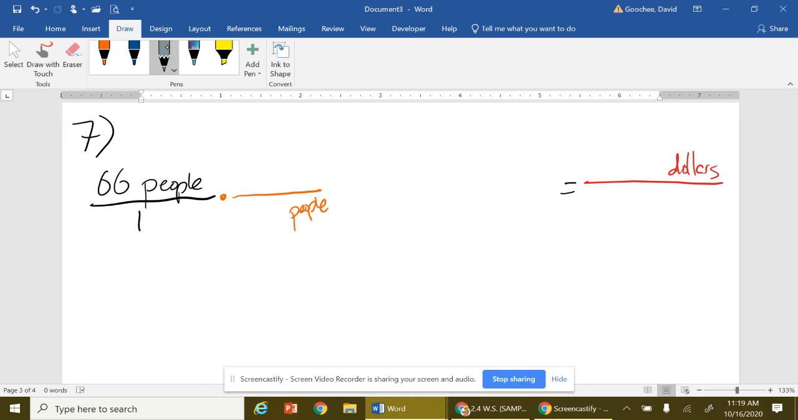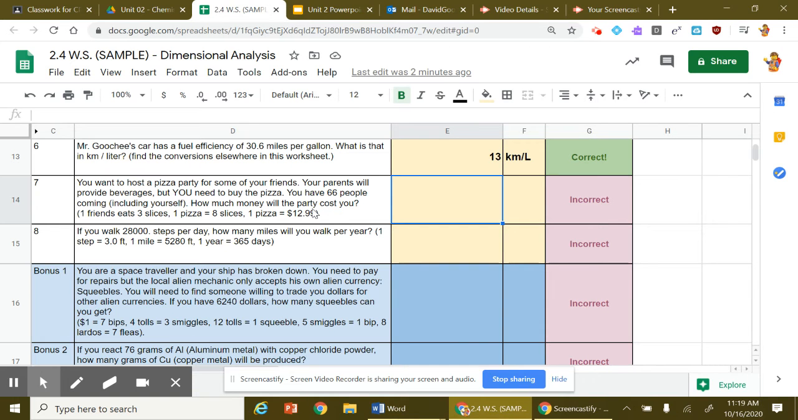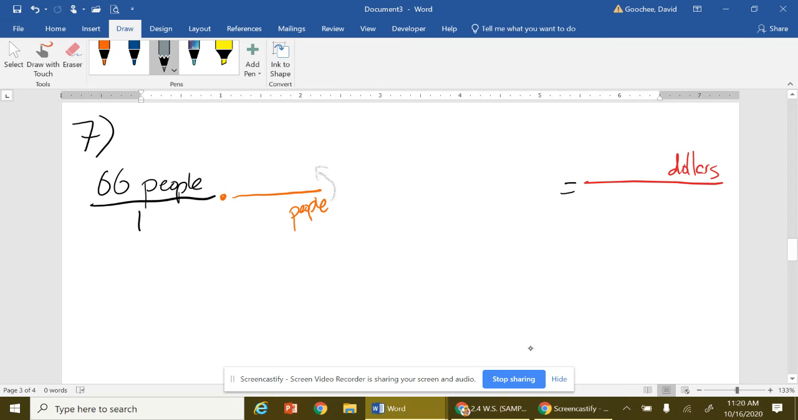Now, what can we convert from people into? I look at the conversion factors that have been provided to me, and I got to use a little bit of common sense here. What I see here is that one friend, one person will eat 3 slices. I don't see anything else here that talks about people at all. So I assume that this is what's going on. One friend will eat 3 slices of pizza. So we can convert from people into slices. Assuming that your friends are people, you're not inviting weird animal friends or anything like that.